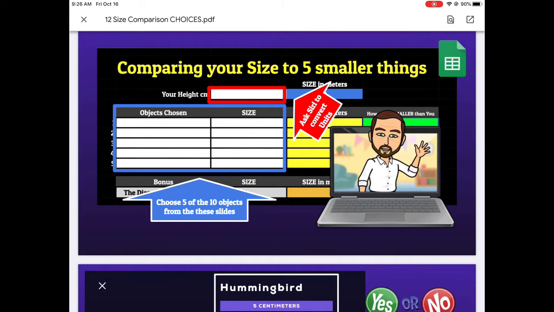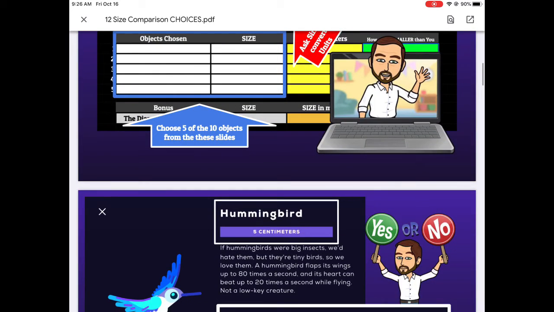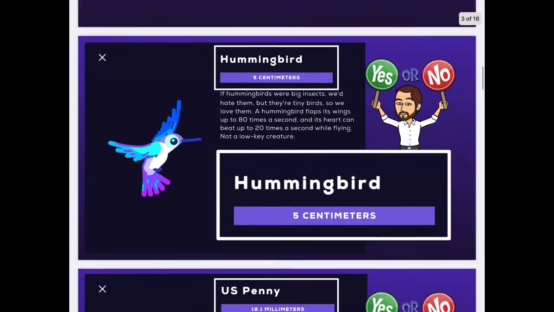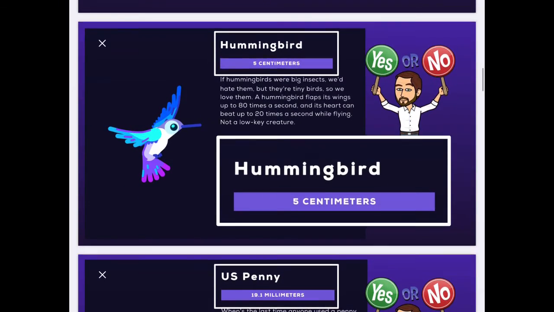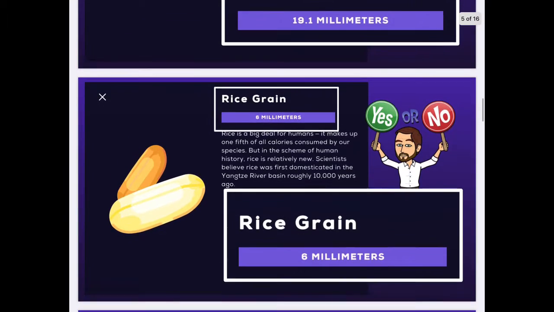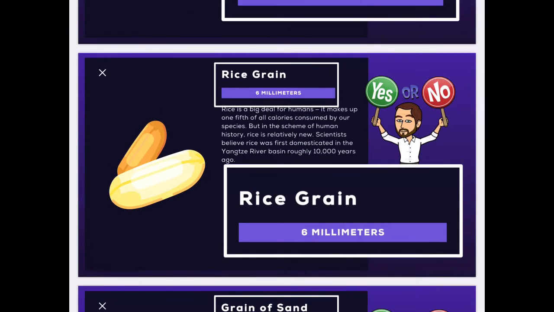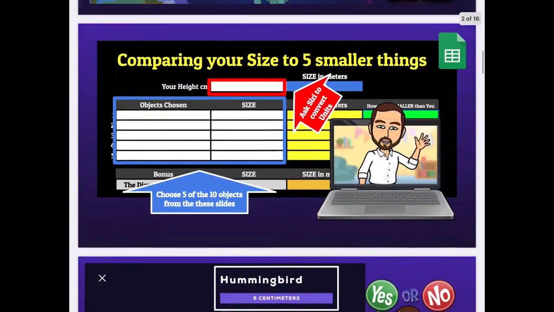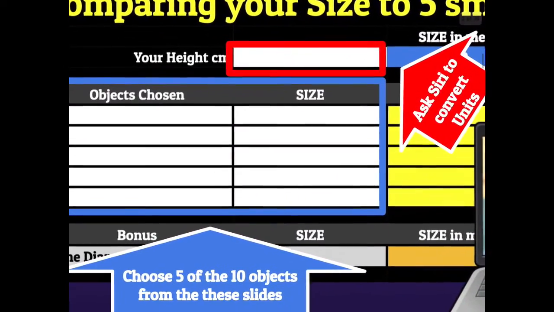So find your height in centimeters. Siri can help you convert your height. So if you say, Siri, what is 5 feet 10 inches in centimeters, Siri can do that. And then you had to choose objects. So if my video before wasn't helpful, here's a 12-slide slideshow of some of the things you could have chosen. And what you need to do is write the name of the thing, like rice grain, and its size, 6 millimeters, in these 2 white boxes.